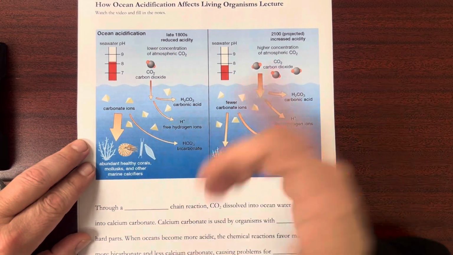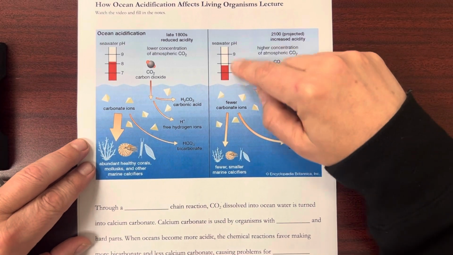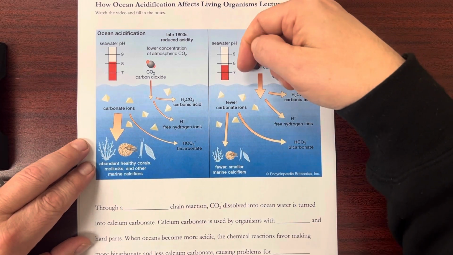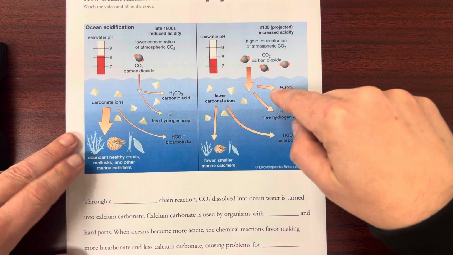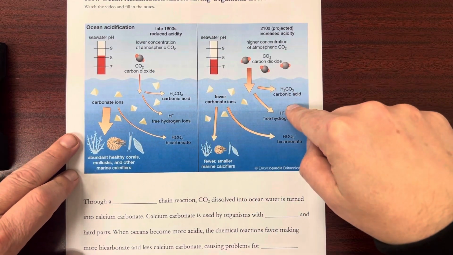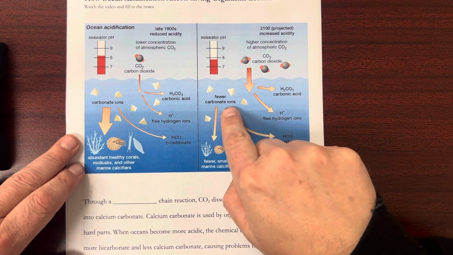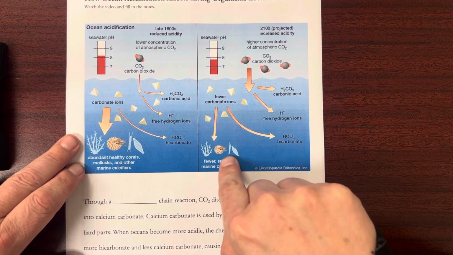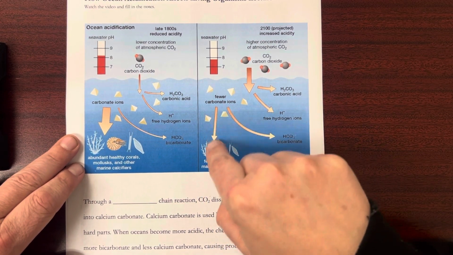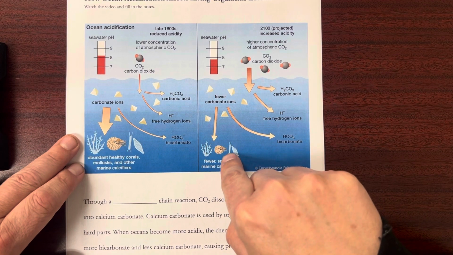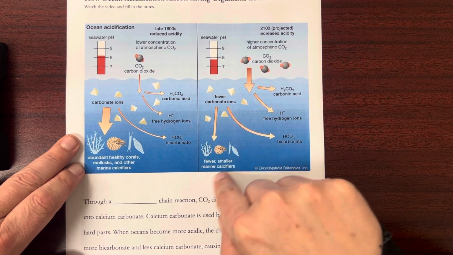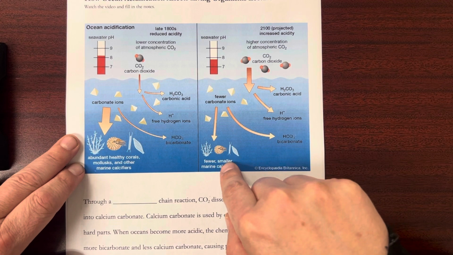And this is normal. Now, since we've changed the pH of the water, we're bringing it down and making it more acidic, this process gets interrupted. There are fewer of these carbonate ions available for calcium carbonate. So fewer of the molecules that these organisms need to make their shells and hard parts.